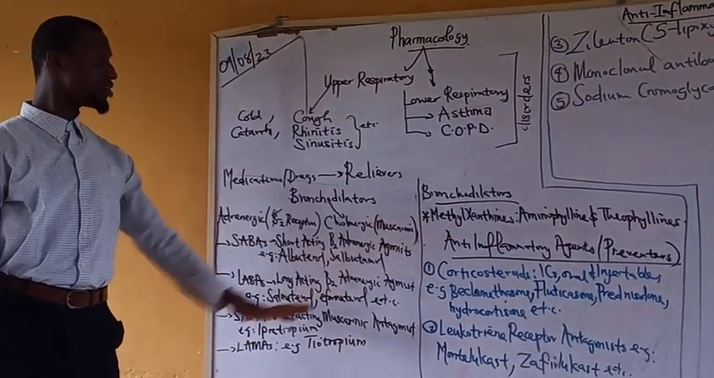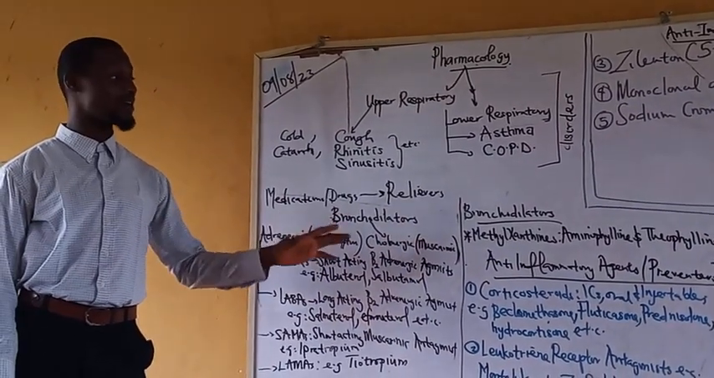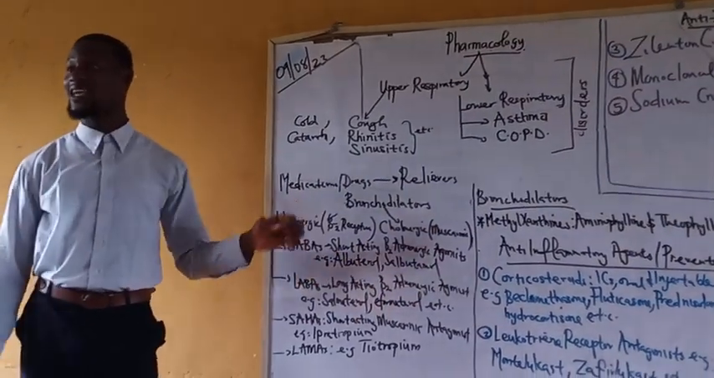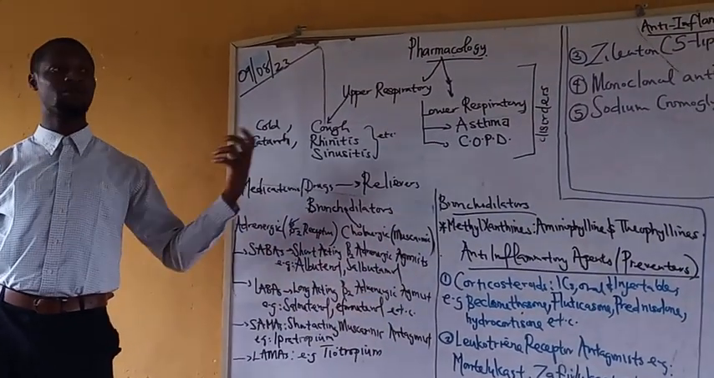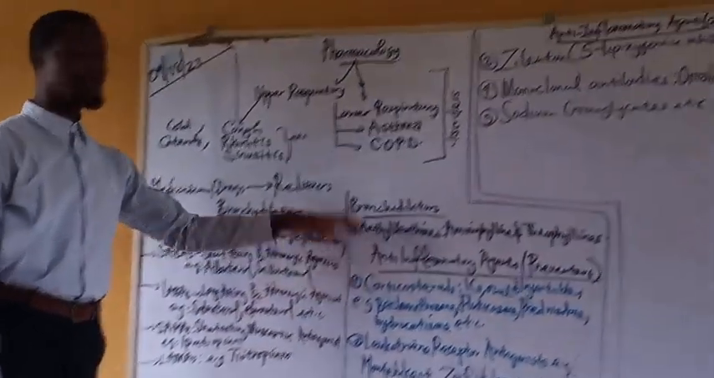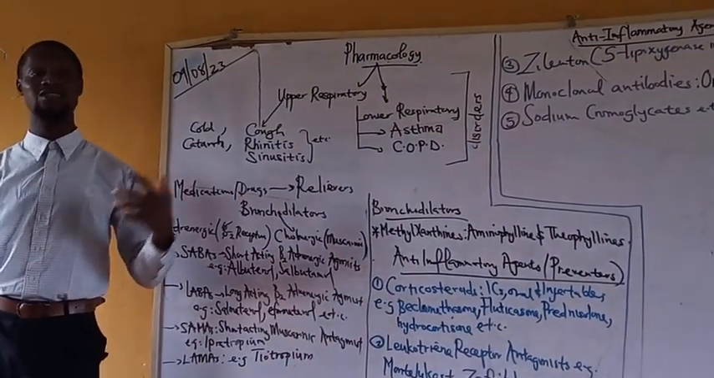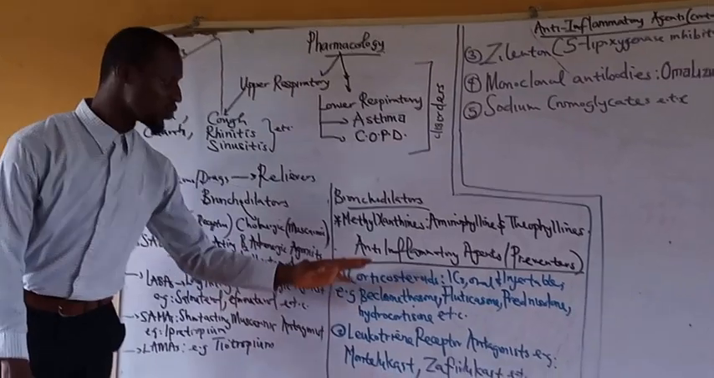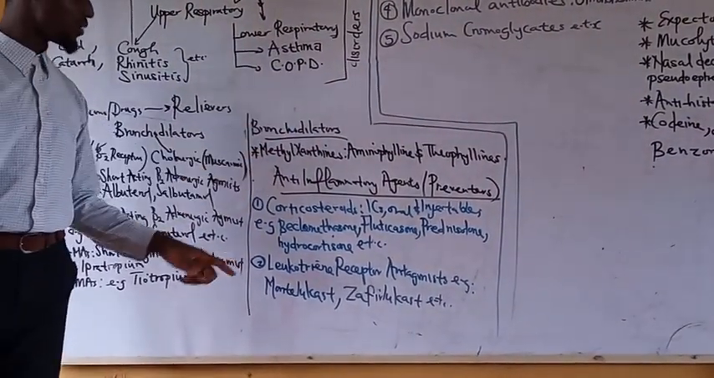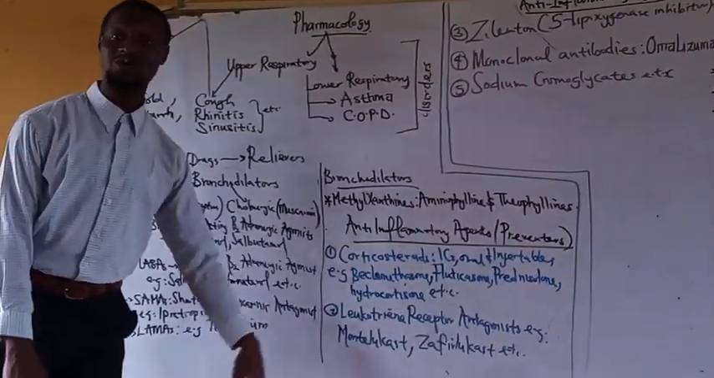So these are the major bronchodilators used in the treatment of asthma or COPD, and they are called what? They are called relievers. They are given during those exacerbations. Then we have the class of drugs called preventers. These drugs can prevent an attack or reduce the frequency or the intensity of an attack. So we call them anti-inflammatory agents.